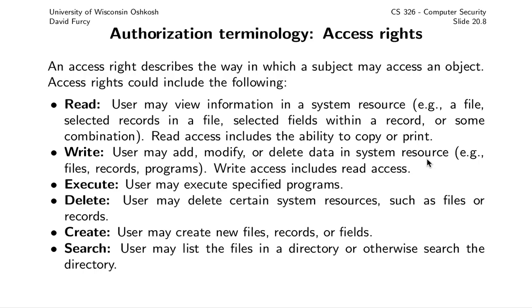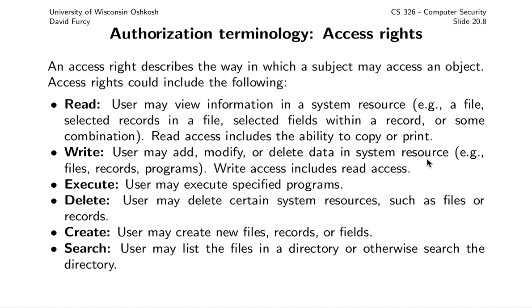Then you have the execute access right, which has to do with the ability to execute a program or run an executable file. Notice that you could have an execute access right without having a write access right, because you may not be able to modify the file, but you can still execute it. And you may also not have a read access right, because even though you're allowed to execute a program, you may not be allowed to look at its code, or at least its source code.